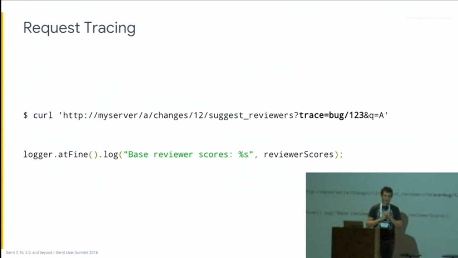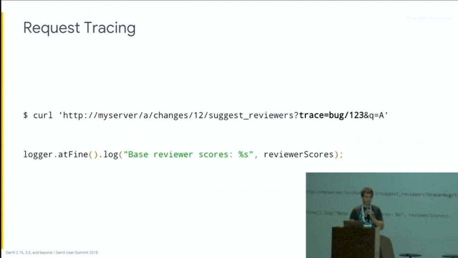So you might have a user who files a bug number 123, and they complain that the auto reviewer suggestion thing is too slow, and you want to figure out why that is. So right now, the logs, unless you configured your logs to log at the finest level for everything, and then you're generating gigabytes of logs a day, you can't really figure this out.